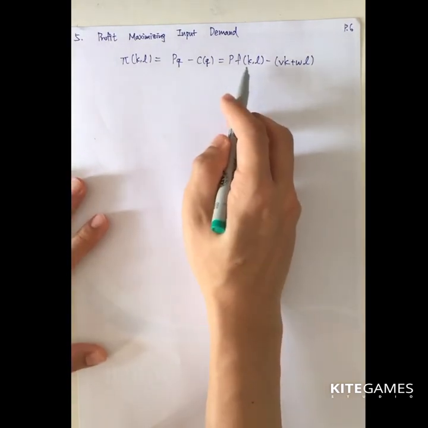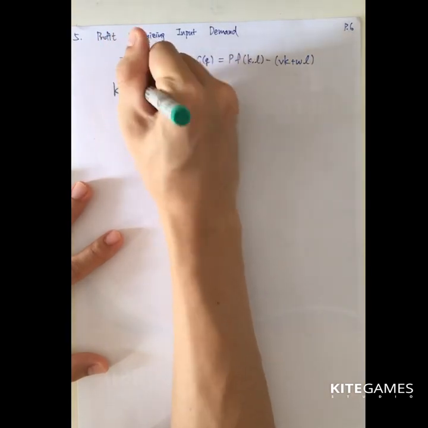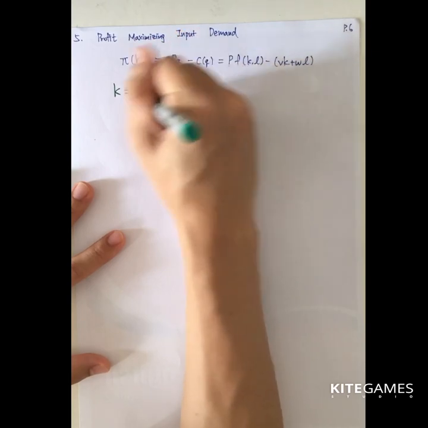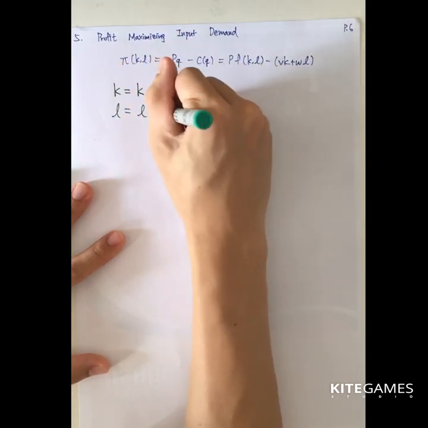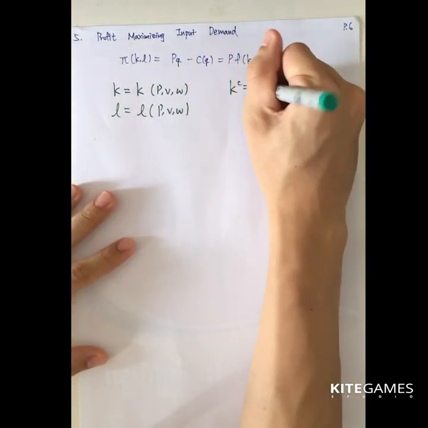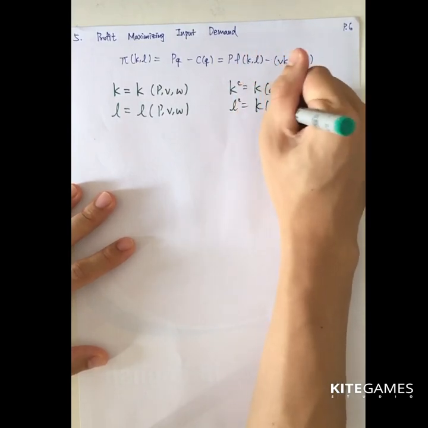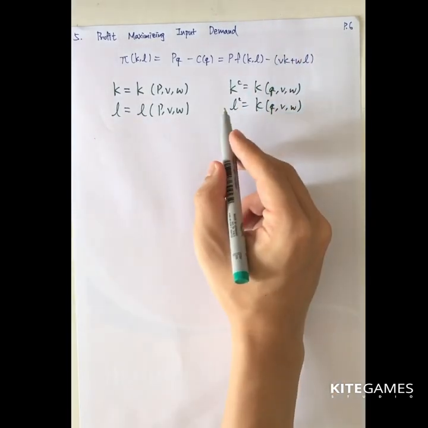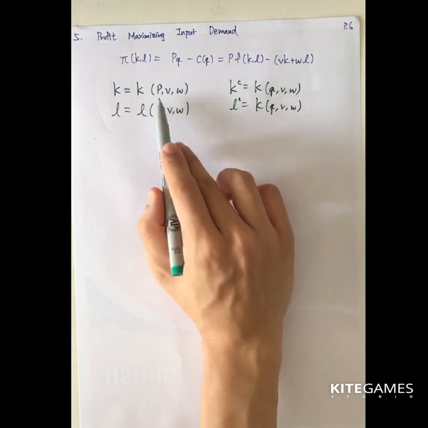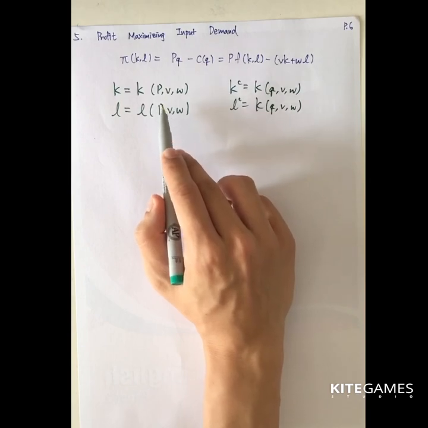So we put the function as a function of K and L. The input demand is a function of P, V, and W. This is different from the contingent demand. Contingent demand is a function of Q, V, and W. So the difference is that contingent demand is the demand along the same isoquant, and this input demand is the demand after we consider the output effect in production.